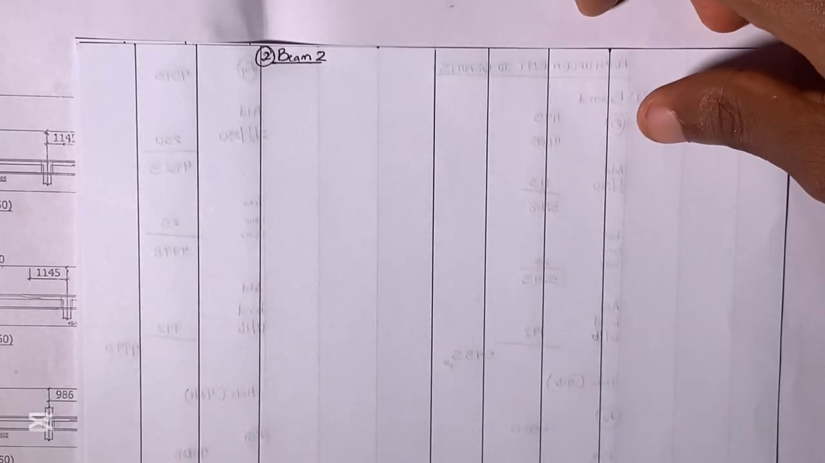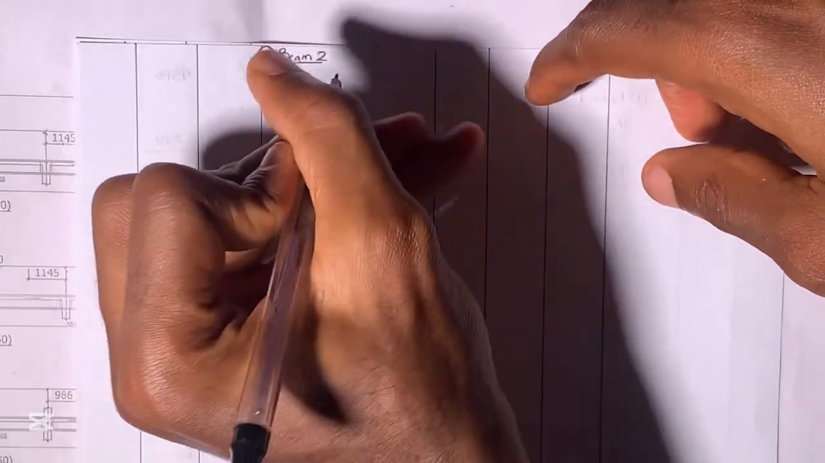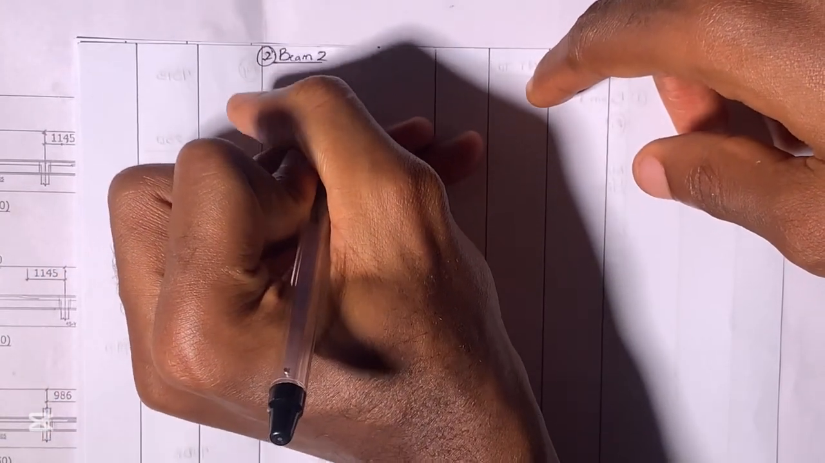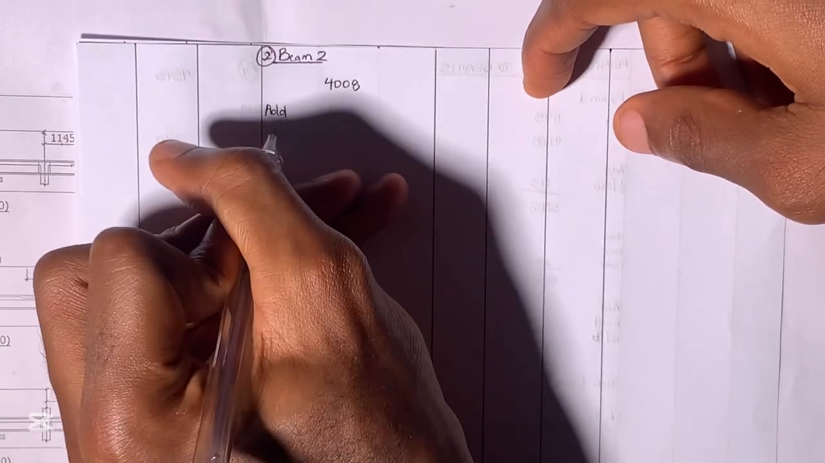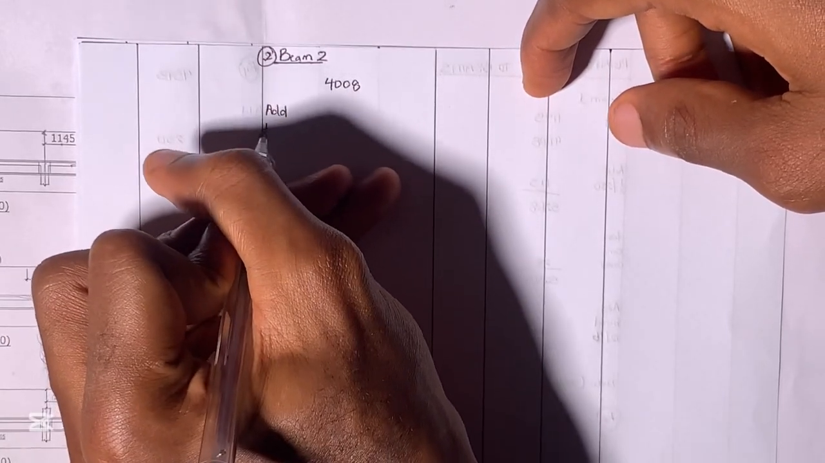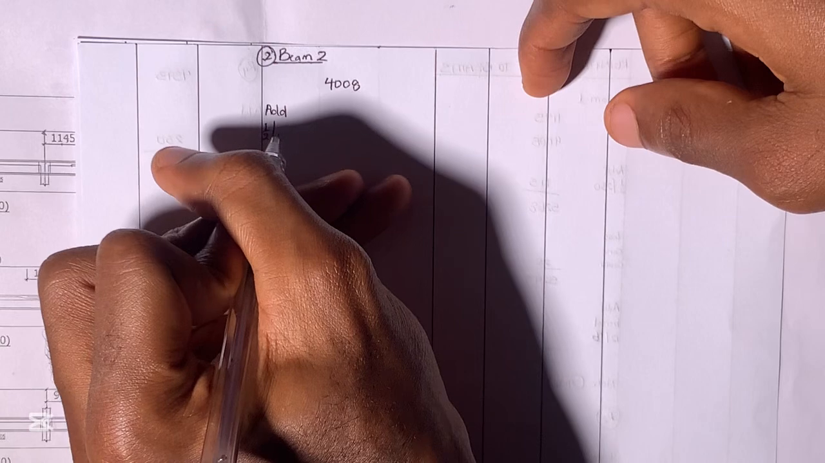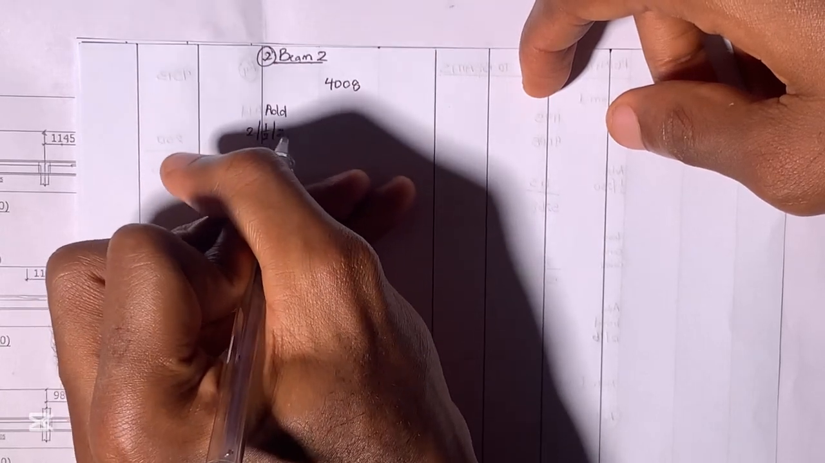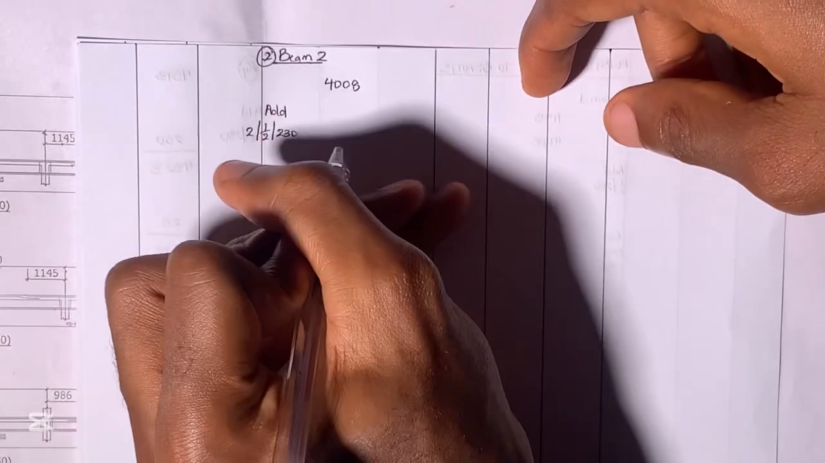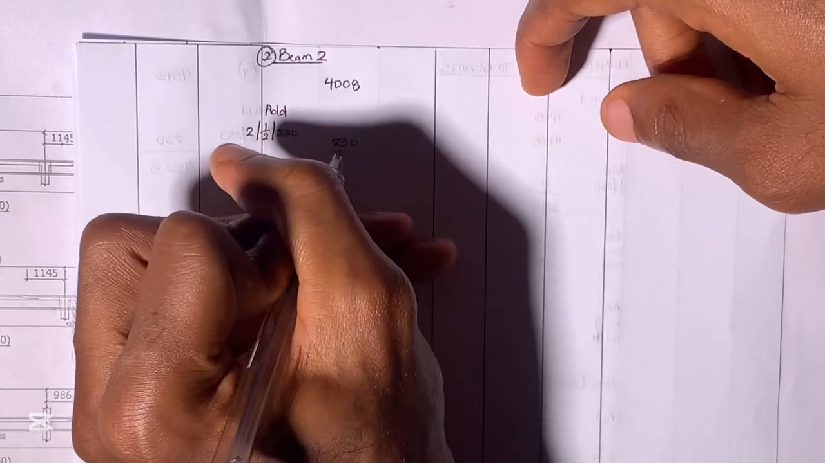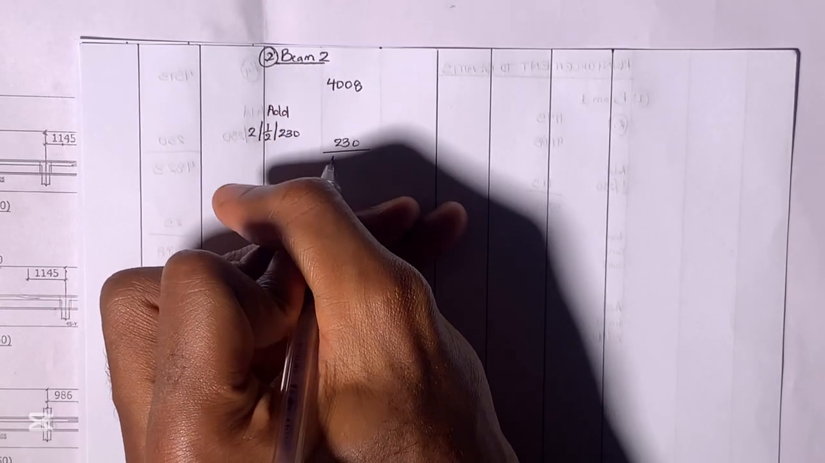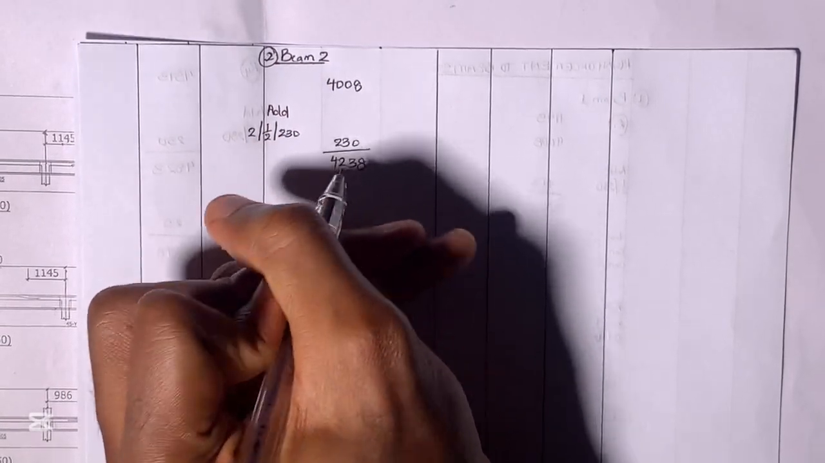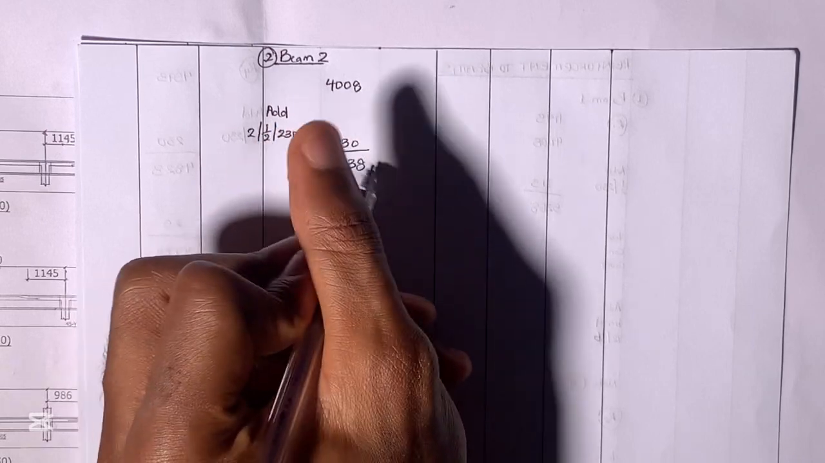So for beam 2, to determine the length, we now say 4008. We will now add half of the thickness of the column, which is 230, on both sides, and that will be 230. So when you do the math, you are going to have a total of 4238. So 4238 is the length of the beam.